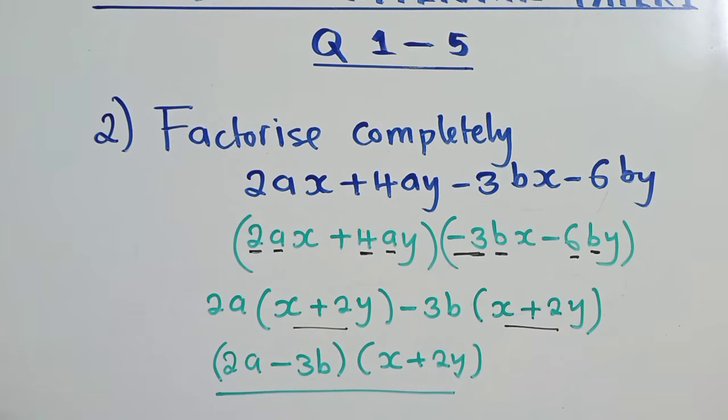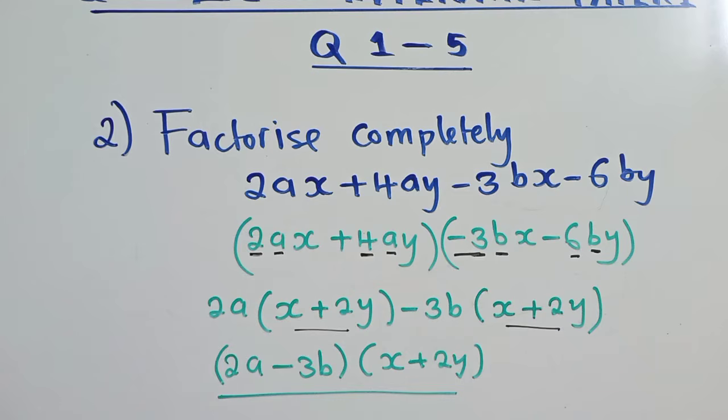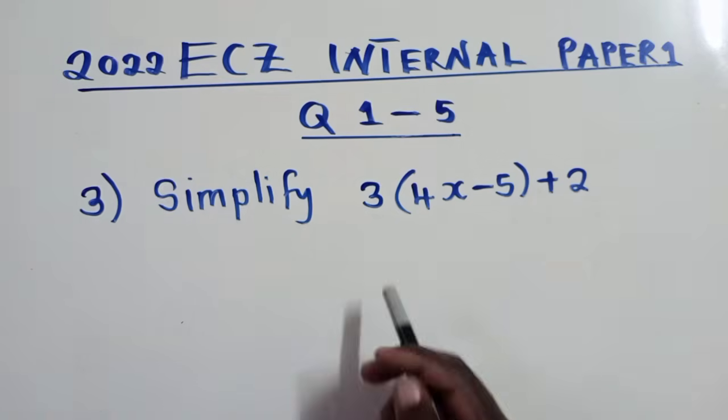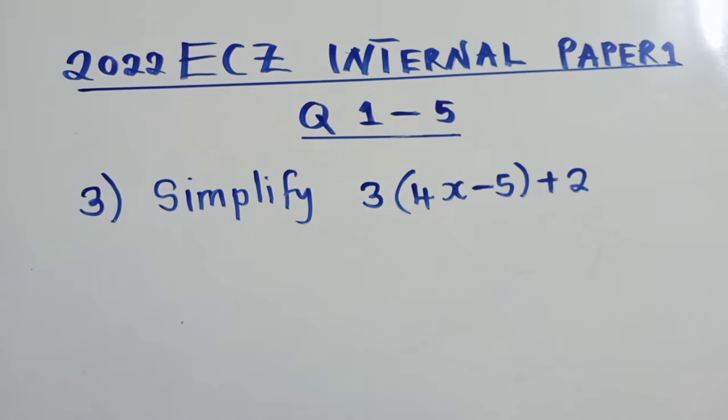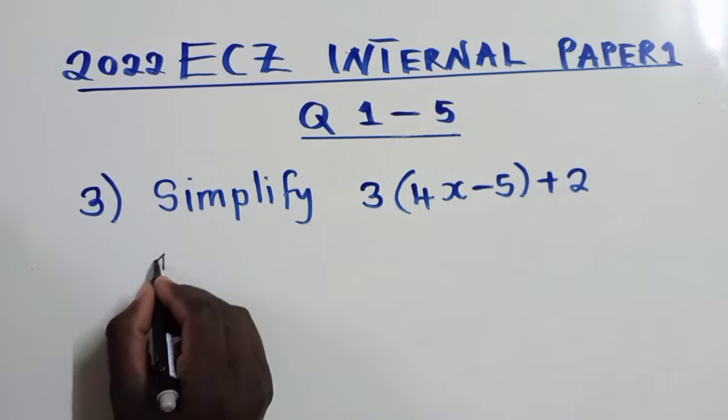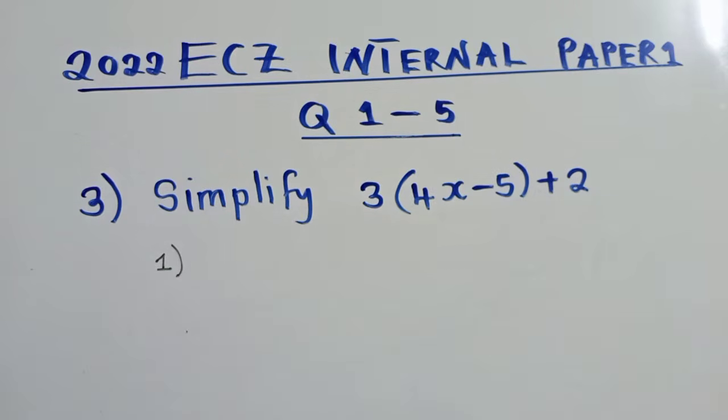Okay. We now go to question 3. To simplify here, we need to follow some few steps. So the first thing will be to get rid of the brackets. Second thing, arrange your work. Third thing, add or subtract. So let's list them here. Number one, get rid of the brackets.